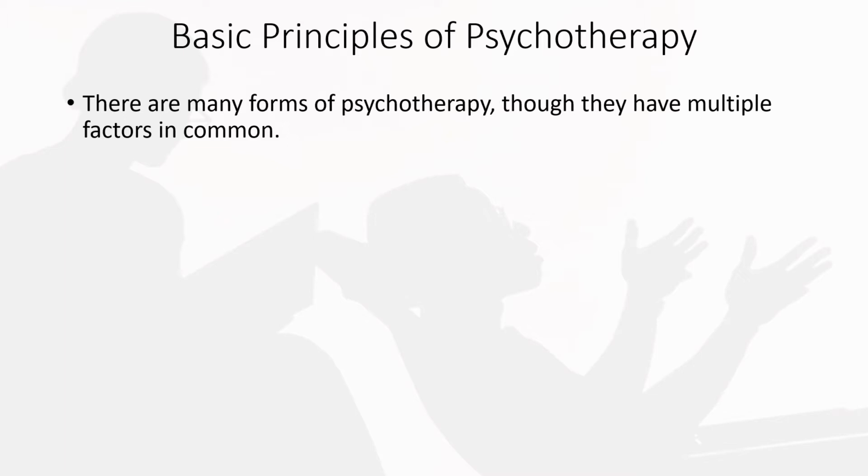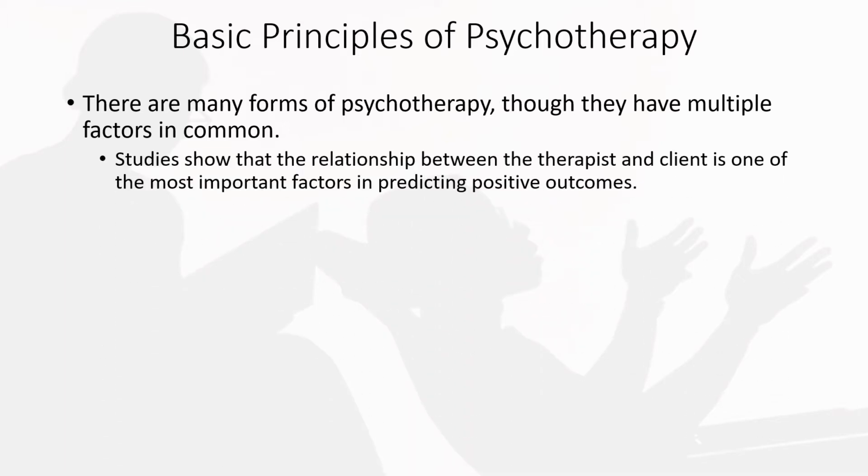And so there's lots of types of psychotherapy, and they have multiple factors in common, and one of the most important things that they have in common is that the relationship between the therapist and the client is actually one of the most important predictors of positive outcomes. That doesn't mean that the relationship is friendship. It generally shouldn't be friendship. That's actually a different type of relationship.